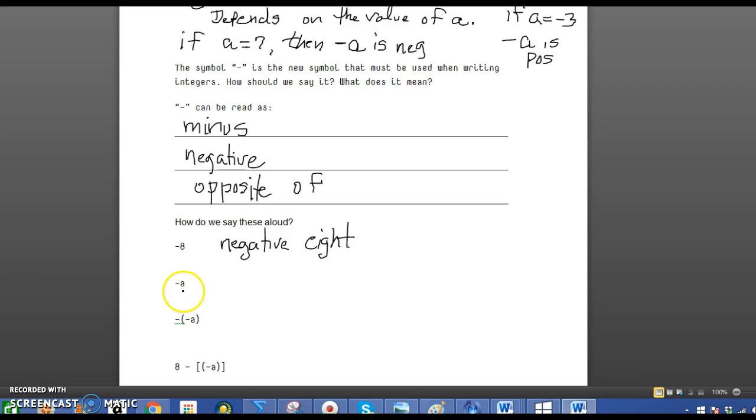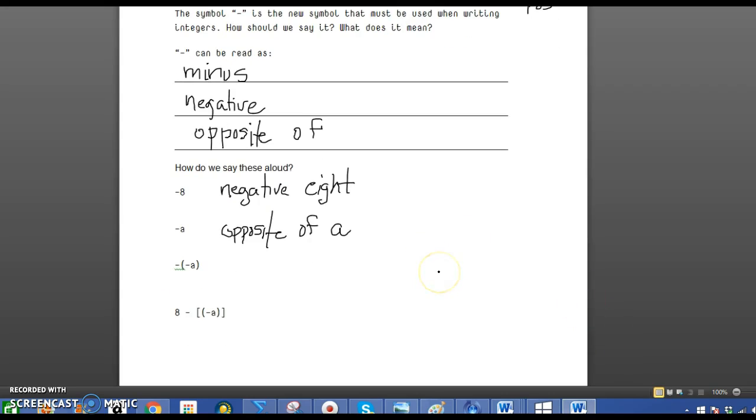This one, I don't want to say negative A, because then I'm implying that I have a negative number. But as we talked about up here, I don't know if this expression is positive or negative because nobody has told me what A stands for. A stands for any real number. So the best way to say this is opposite of A.